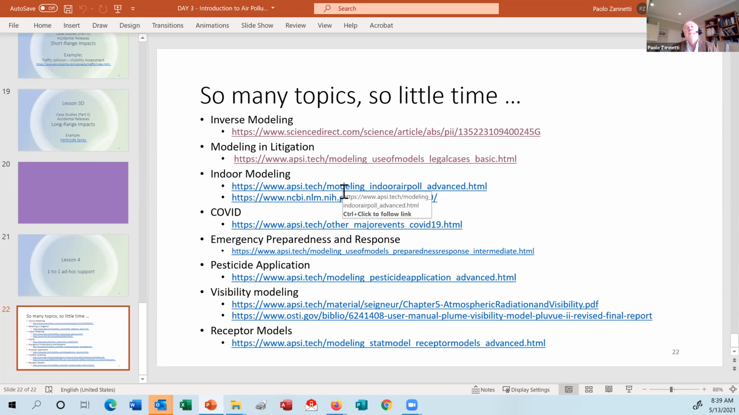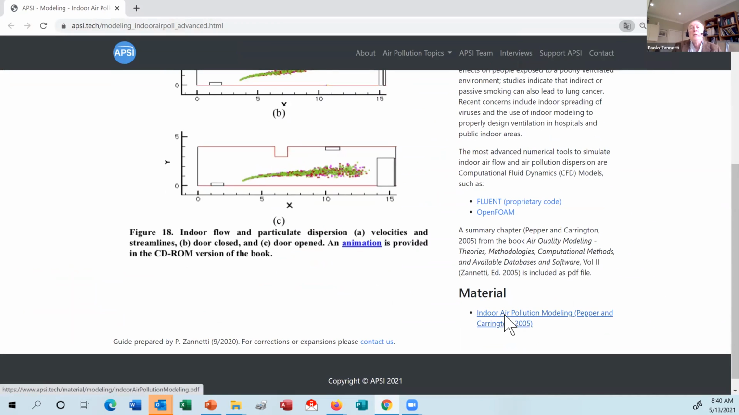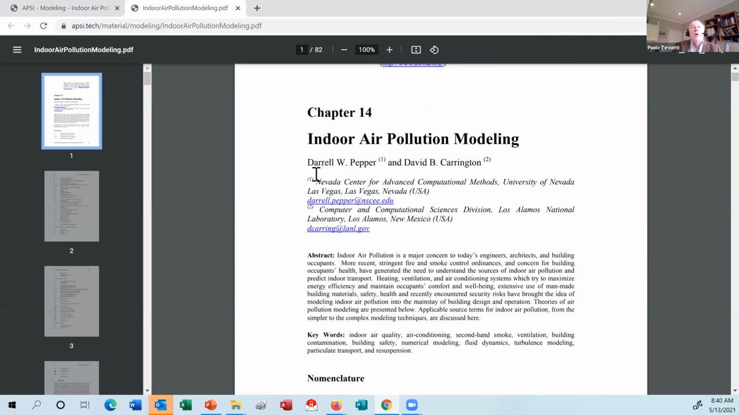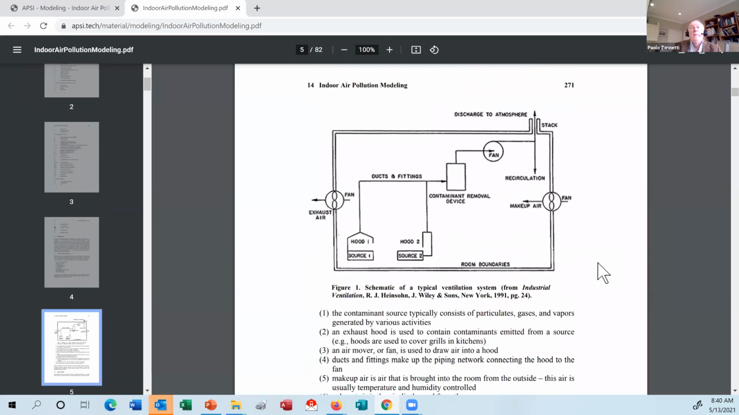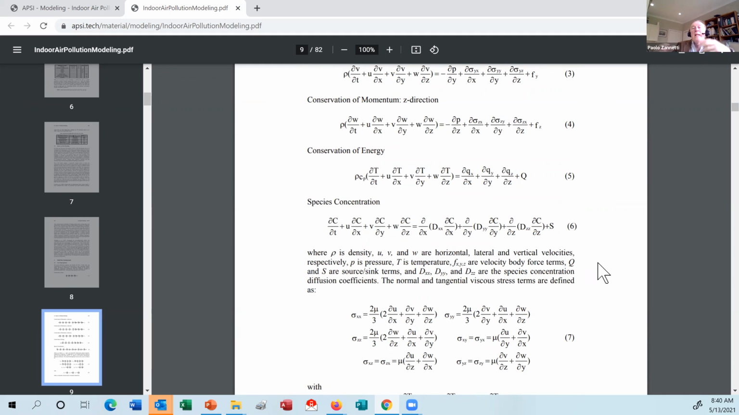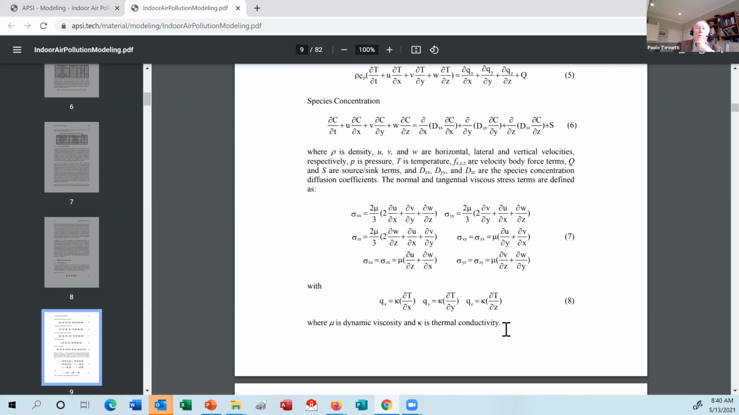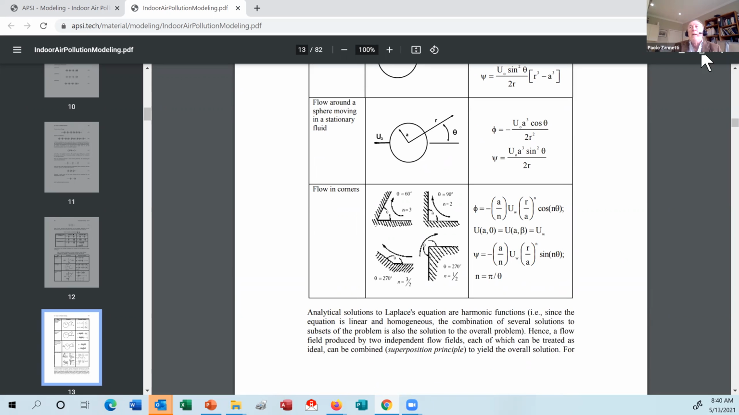Indoor modeling, we could spend an entire 3-day course on indoor modeling. Again, on the APSI website, I have prepared a reading guide for those of you who want to do indoor modeling. And there is one very comprehensive chapter written by a very top expert, Dr. Darrell Pepper, like the drink. He wrote this chapter covering all the aspects of indoor modeling, which can be very simple, like a box, or very complicated, solving the Navier-Stokes equations of fluid dynamics indoors. So there is very little in between, either very simple or very complex for indoor modeling.